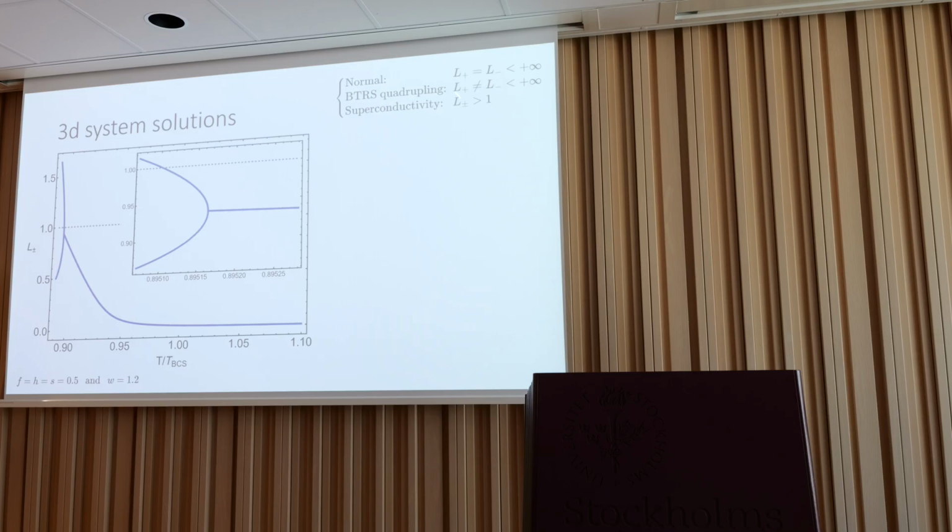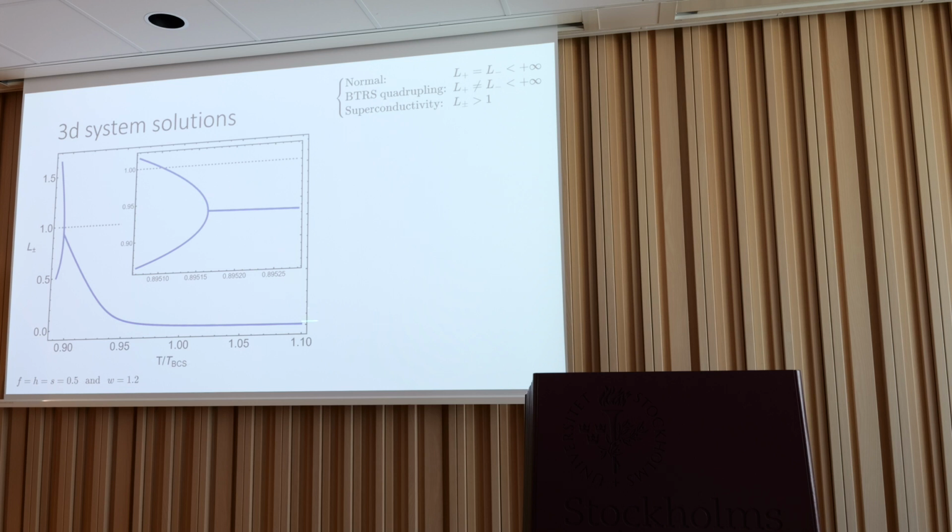Right, so basically this is what I said, and these are some of the solutions. In this case, the range of temperatures where I see this quadrupling state is extremely small. So this is for somewhat away from the weak coupling limit, and in this case it is a very, very small difference, but in principle, it is still there.